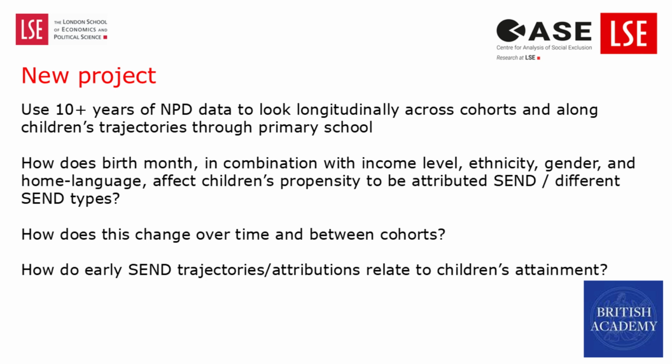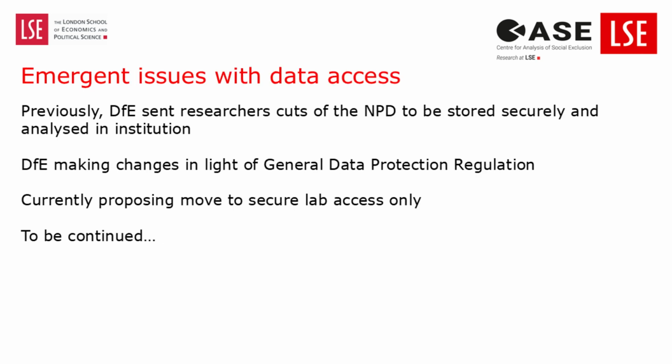We've had a massive 10% drop in the total number of children attributed any level of SEND. I mean, that ties in with austerity and with budget cuts generally. It's harder to get attributed, but how does this interplay with children's different characteristics? Who has won and who has lost out in these macro level changes? And I'm going to look at how all of this relates to children's attainment. Very quickly, I'm hoping to do all of that, but the week before I came here, we had this big emergent issue with data access. I'm really interested to hear how this is dealt with in different settings and countries.